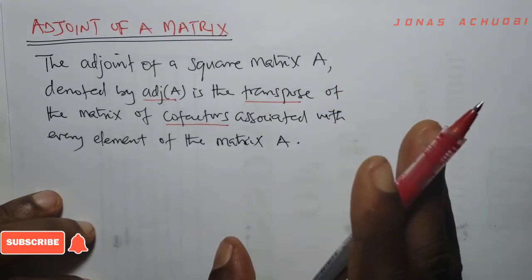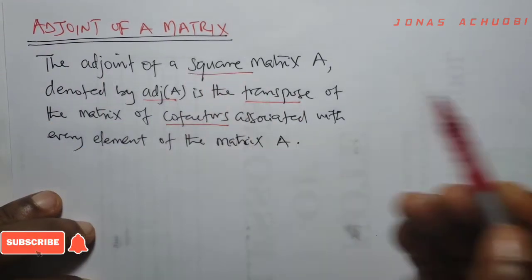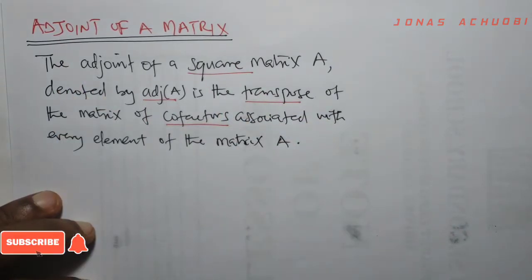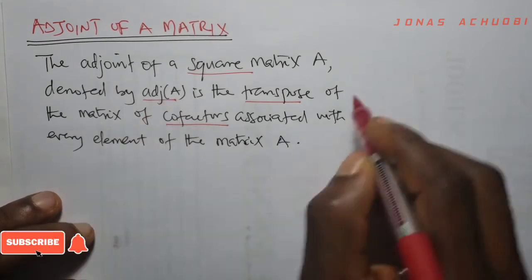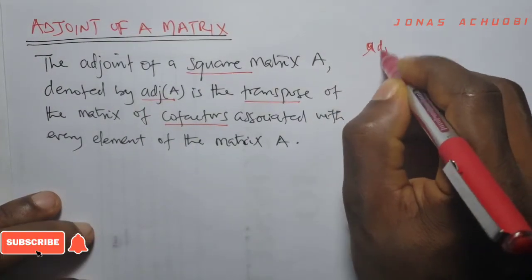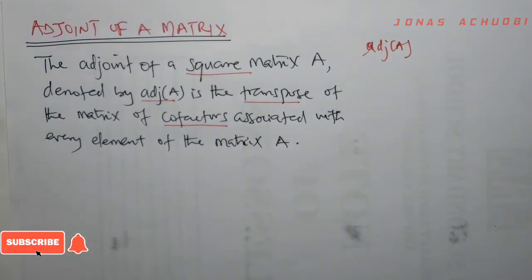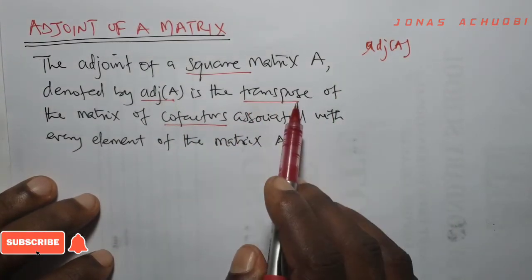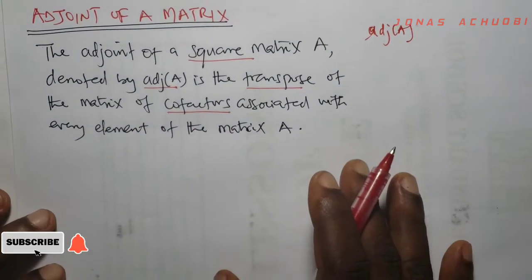The first thing we should take note of is that adjoint is only defined on square matrices. So if the matrix is not a square matrix, we can't define the adjoint. Number two is the notation adj(A). If we write adj(A), that would mean adjoint of A and not adjective of A. I'm just joking. The next term is transpose, which you already know. I'll still explain it later on. And the next thing is the cofactors, and that's it. Now let's get straight to it.